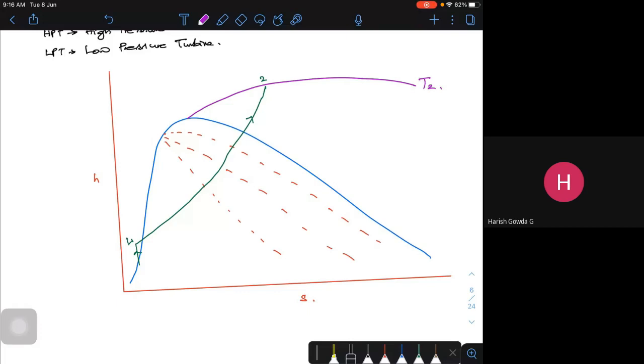Now I am going to expand it till it is in dry condition. So intermediate, I have a pressure here. Look at this, I have a pressure here. This is my pressure. So use another color.